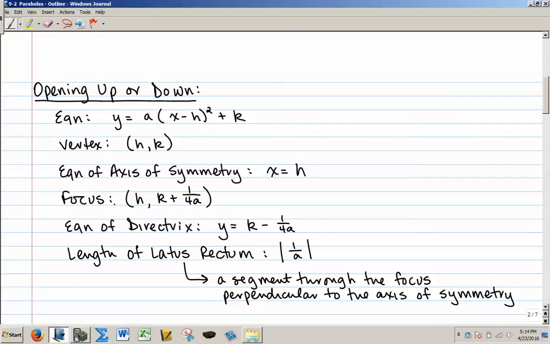The coordinates of the focus are (h, k plus 1 over 4a), and the equation of the directrix is the line y equals k minus 1 over 4a. The latus rectum is a segment that goes through the focus that is perpendicular to the axis of symmetry. So it goes through that point, which is the focus, to each side of the parabola. The length of that segment is the absolute value of 1 over a.